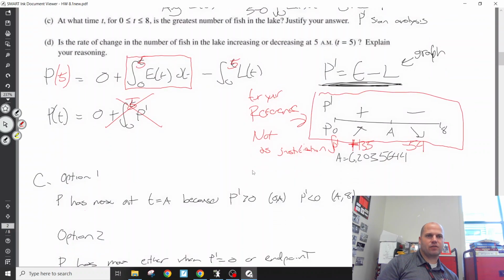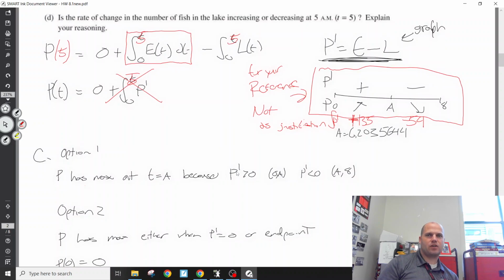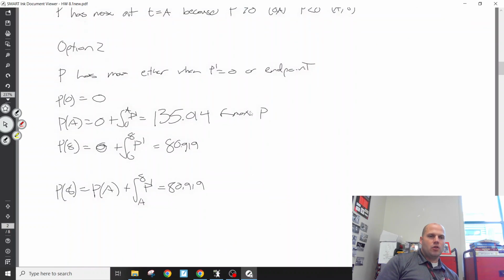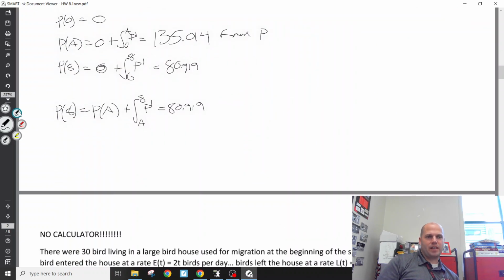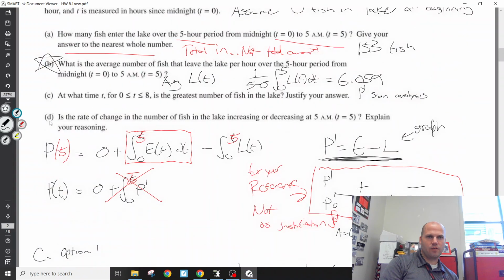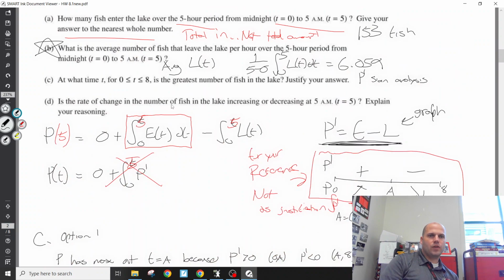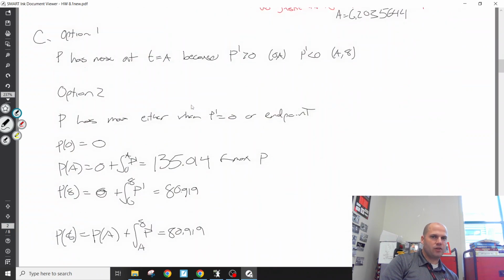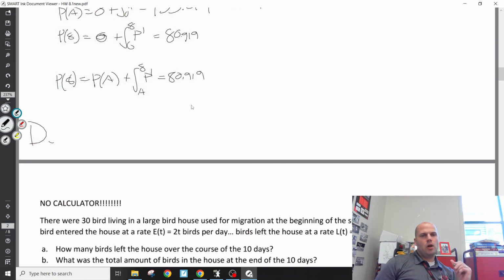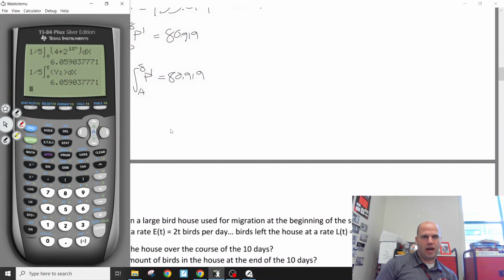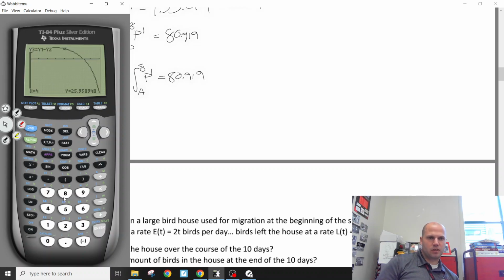And then, is the rate of change of the number of fish in the lake increasing or decreasing? The way this is worded messes everybody up. Okay, here's part D. Is the rate of change of the number of fish in the lake increasing or decreasing? Everybody gets this wrong because they say, all right, well, here is the graph of P prime. You can press trace and go to 5, and you say, oh, P prime is positive.